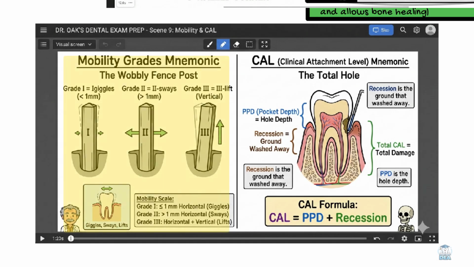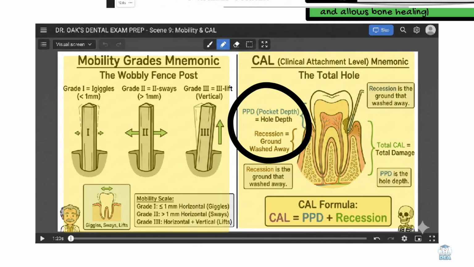For CAL, clinical attachment level, think of the total hole. The PPD is the hole depth. Recession is the ground that washed away. Add them together to find the total damage. Jiggles, sways, lifts, and washed away plus hole equals total.